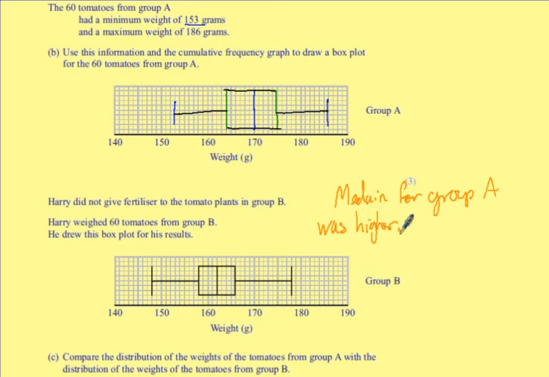There's my first comparison. My second comparison is going to come from the size of my box. Now this is called the interquartile range. It's the difference between the upper quartile and the lower quartile. And I can see that the interquartile range was smaller for group B, because that box is smaller in length than this one here. So I'm going to say that the interquartile range was smaller for group B. 2 comparisons for 2 marks.